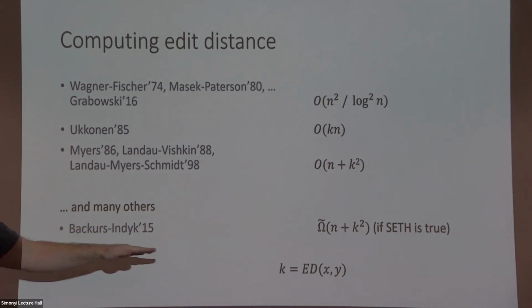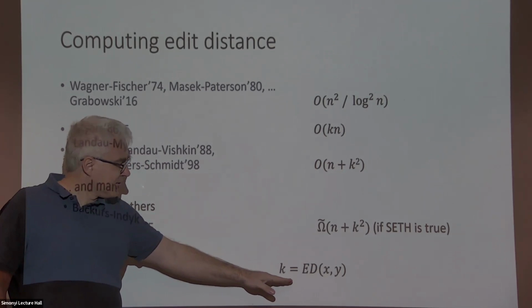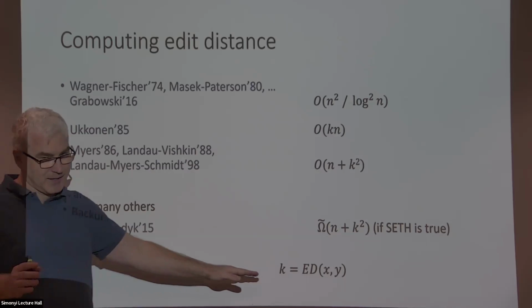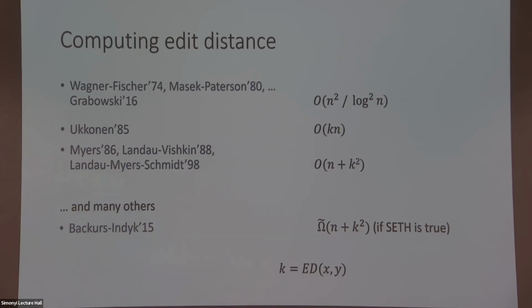Throughout this talk, what I will eventually be interested in is what I call threshold-k edit distance. I'm giving this k as a parameter to the algorithm, and if the edit distance of the two strings is below k, I want to compute it exactly. And if it's above k, I just have to say, well, it's too big. So that's the game I'm going to play later.